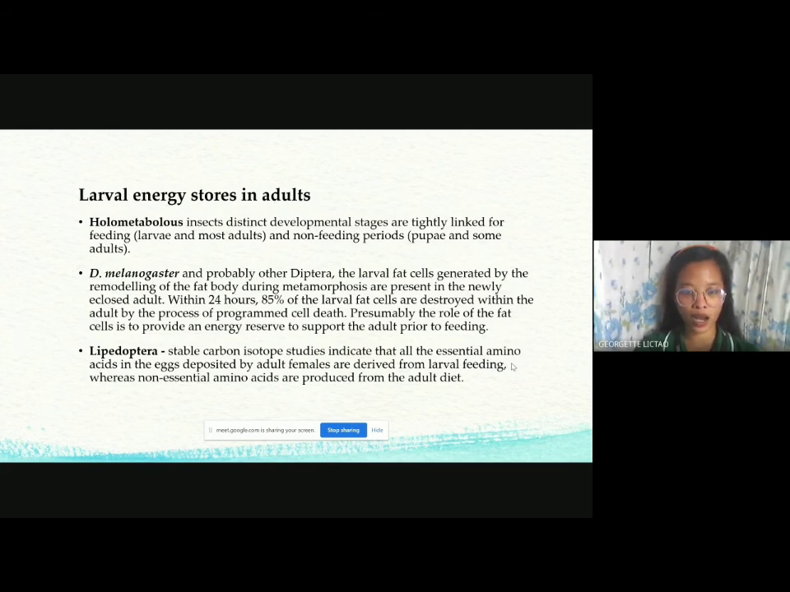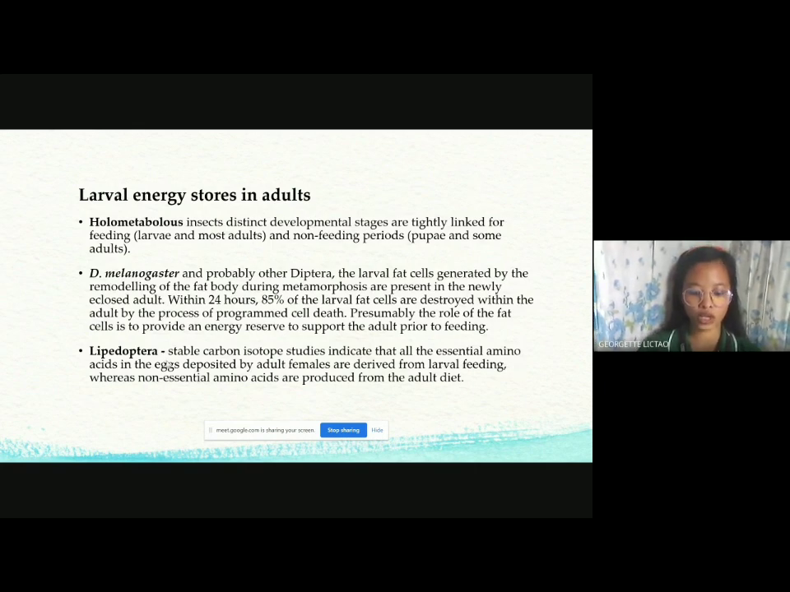Then in Lepidoptera, it is a stable carbon isotope. Studies indicate that all the essential amino acids in the eggs deposited by adult females are derived from larval feeding, whereas non-essential amino acids are produced from the adult diet.